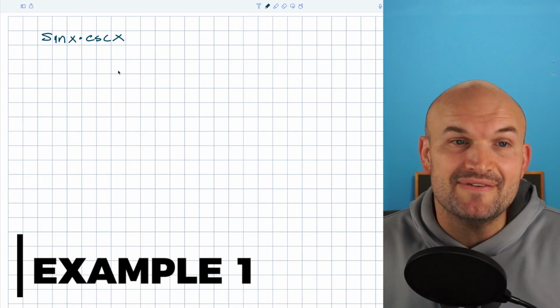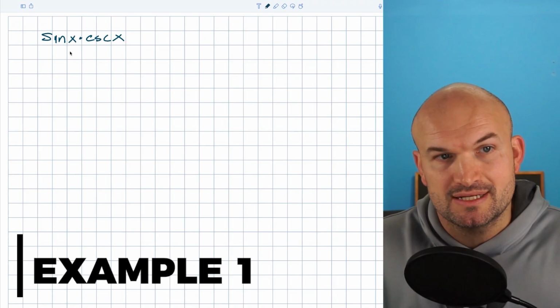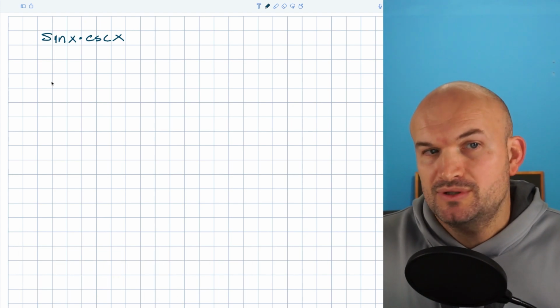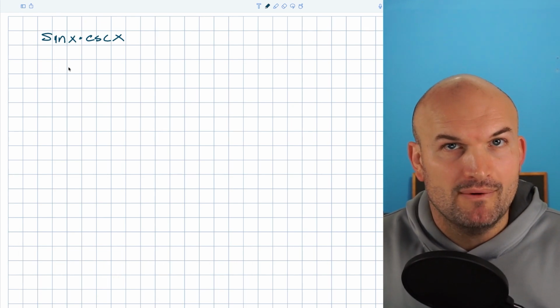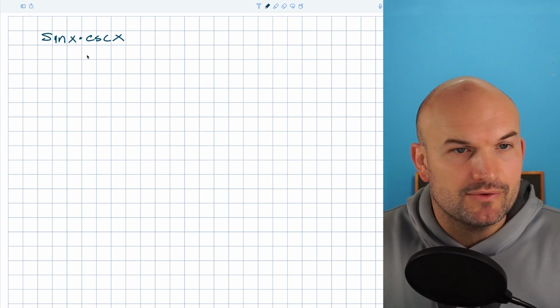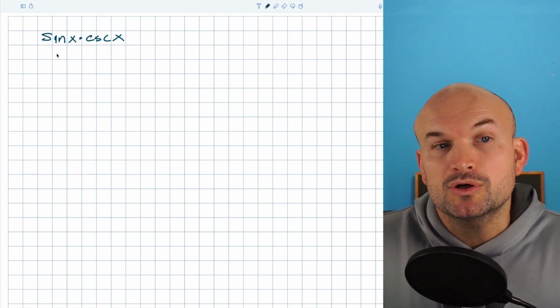So the first problem is the sine of x times the cosecant of x. Now, you might already recognize these to be reciprocals of each other, but it's really important to understand how and why they're reciprocals of each other. And the reason why they're reciprocals of each other is what we call the reciprocal identities.